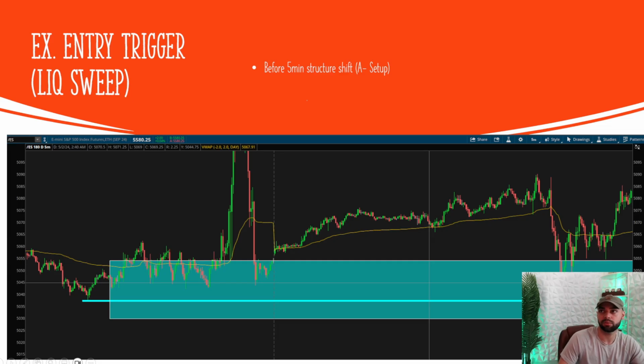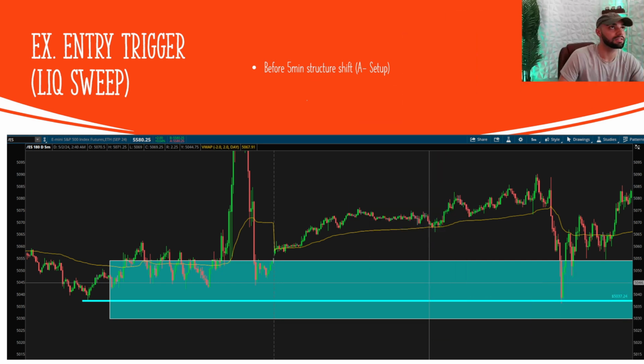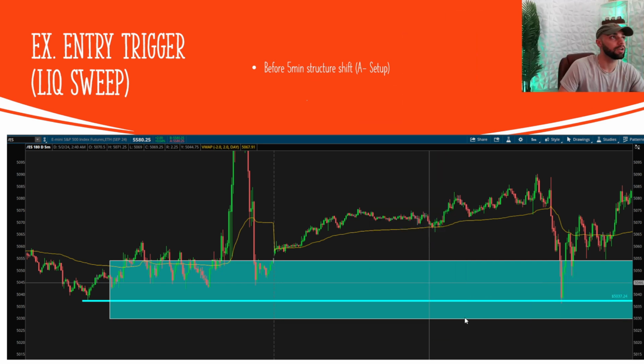We come back down here, we sweep liquidity, a good close, and go long all the way to VWAP, right? And this was before the 5-minute shift. The 5-minute shift happened after. Y'all can't see the sweep of liquidity. Sweep of liquidity right here from the previous session low, right? Where this demand was made. That was the entry trigger that we're going to talk about soon.